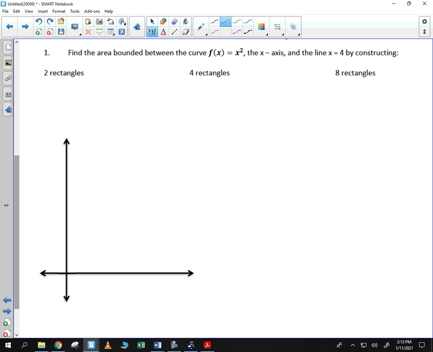Let's use an easier example. Find the area bounded between the curve f of x is x squared, so this is x squared, a parabola, the x-axis, which is down here, and the line x equals 4. We have 4 right there. So we want to find that exact area, and we're going to estimate it by making 2 rectangles, by making 4, and by making 8.